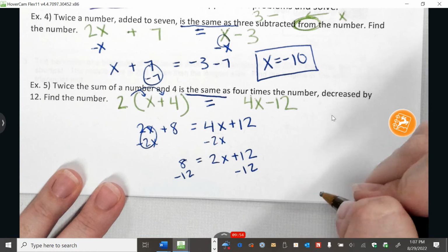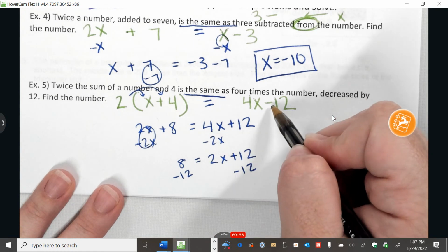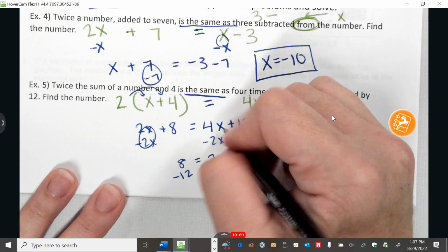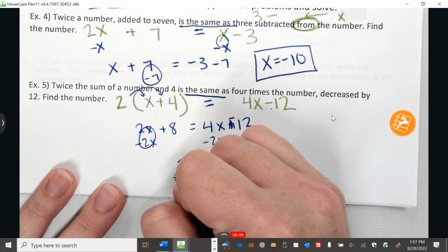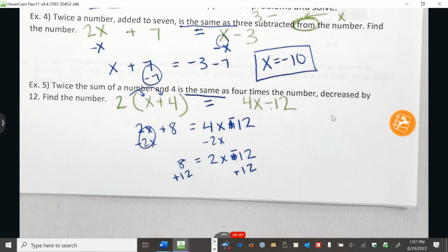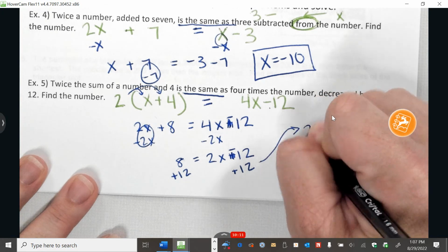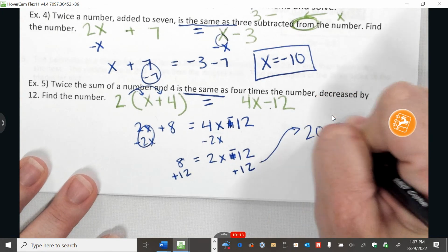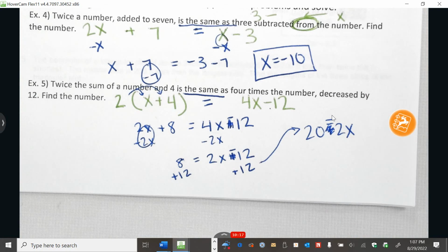What did I do wrong? Did y'all see what I did? I copied a plus, but what was really there? Minus, my bad. So this should be plus 12 and plus 12. So what do I get? 20 plus 2x. Ooh, not plus. Goodness gracious. 20 equals 2x. And what's my last step? Somebody else.